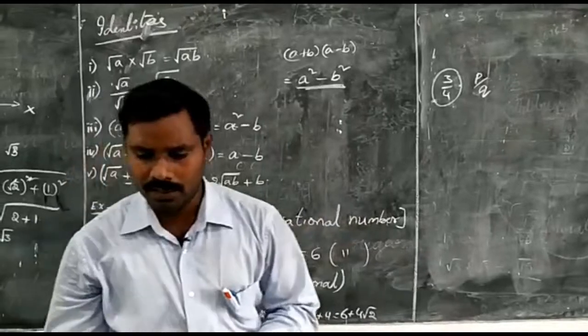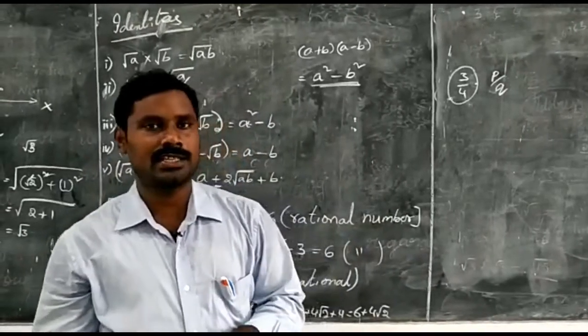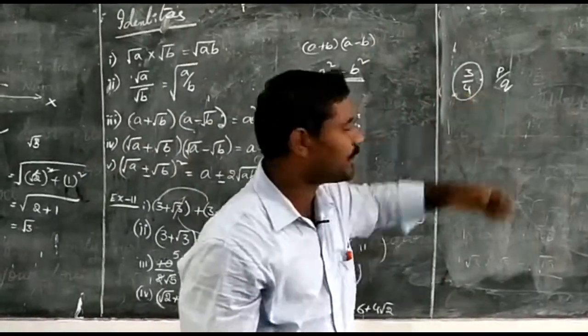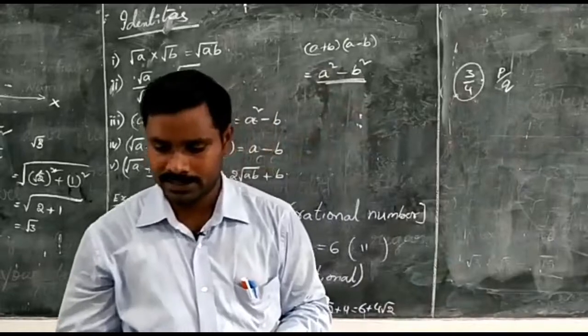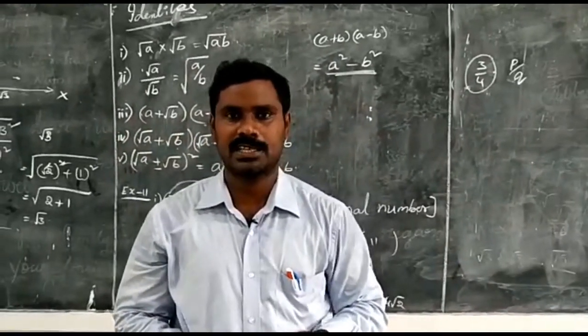And third problem: in between two rational numbers, find irrationals. Already we completed some examples, 3 and 4, 5 by 3 and 3 by 4. Like that you have to complete. Like that, exercise 1.2 complete.